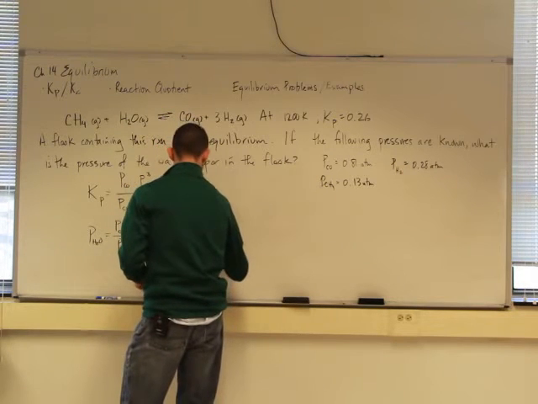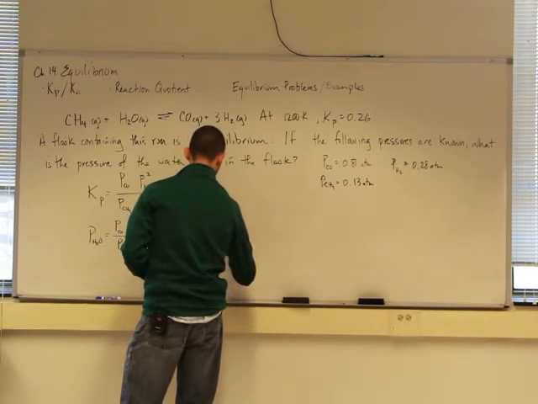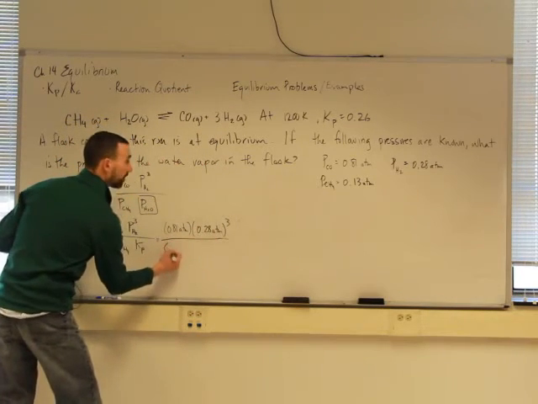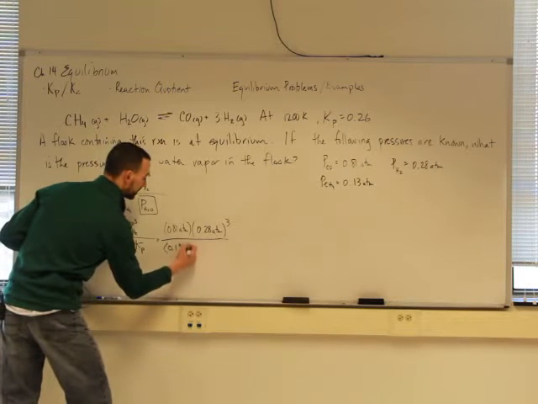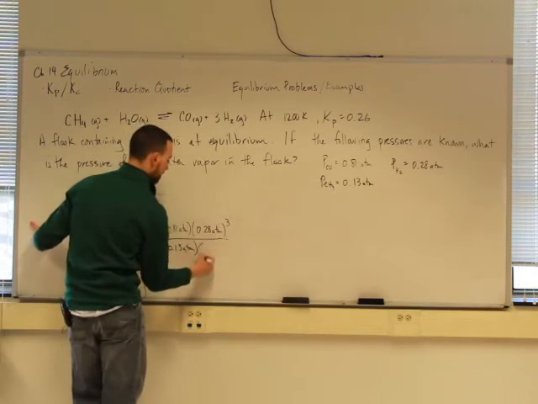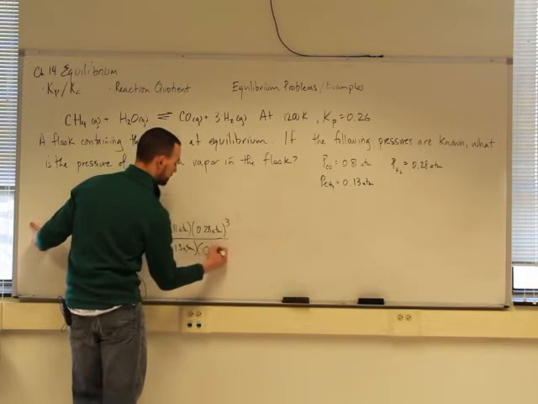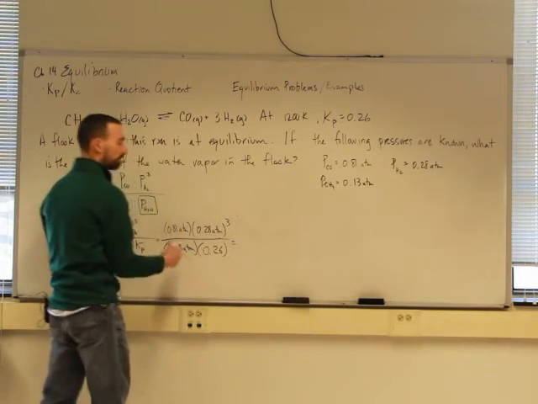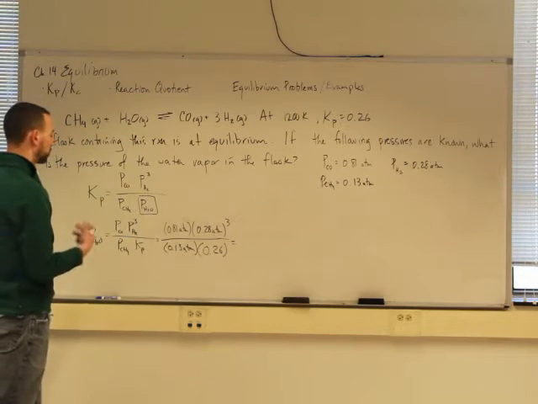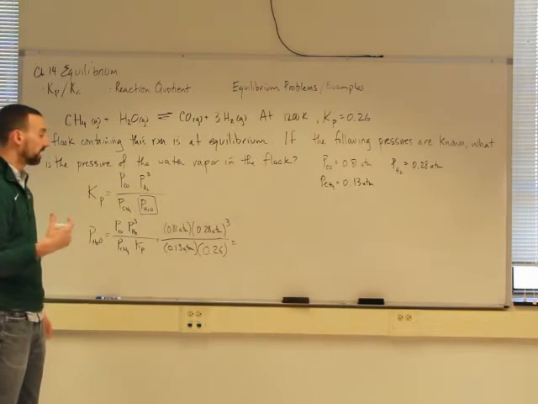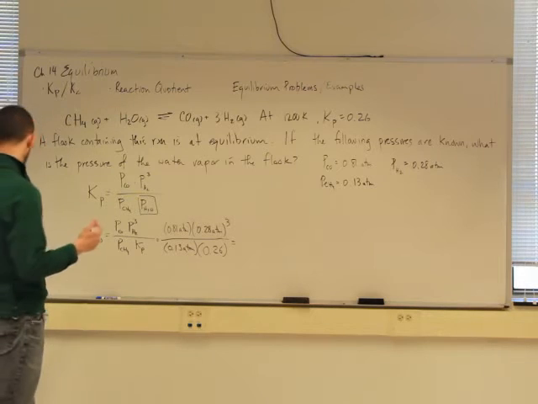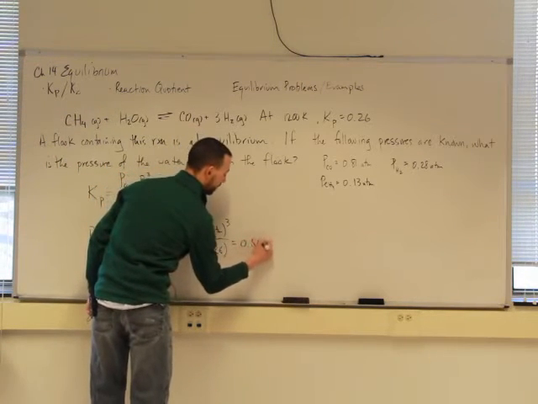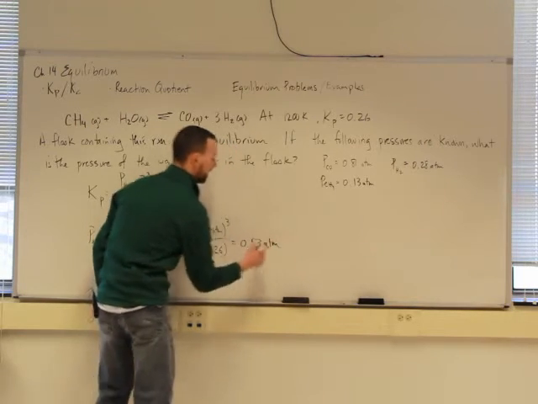Hydrogen, 0.28 atmospheres. That one needs cubed. Don't forget to cube it. Methane, 0.13 atmospheres. And then our equilibrium constant, 0.26. Now I haven't included the units here, but there would be units, and they would be in the correct set in terms of atmospheres, so that our answer would equal atmospheres. So this is going to be 0.53 in the end, atmospheres.